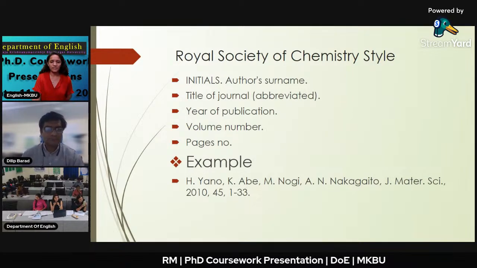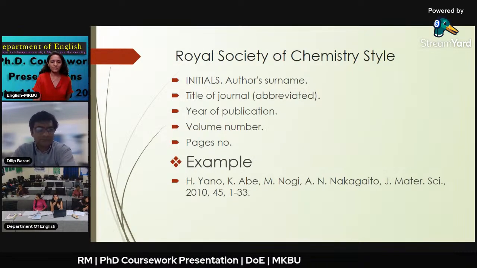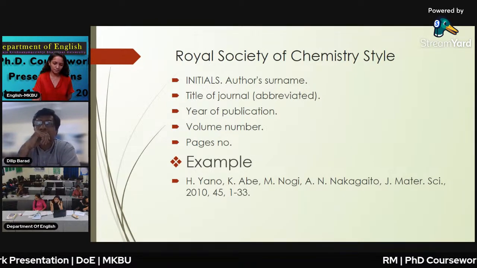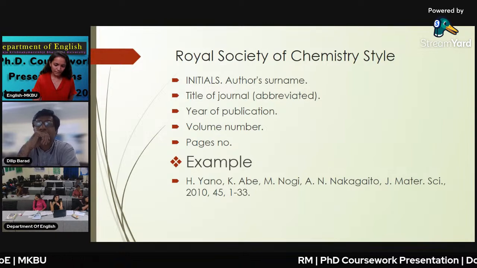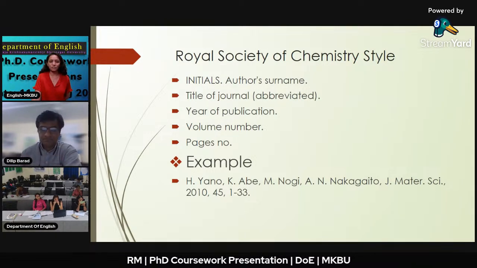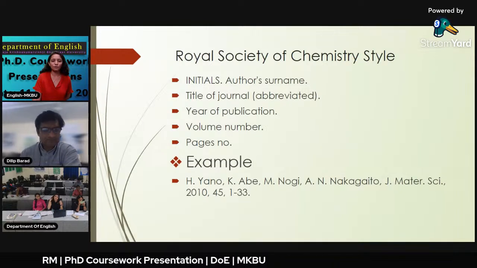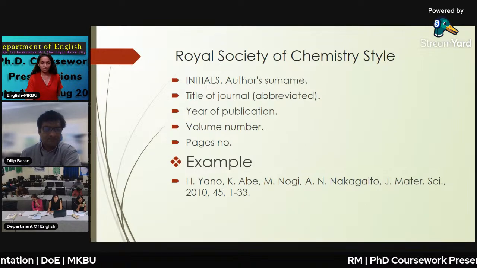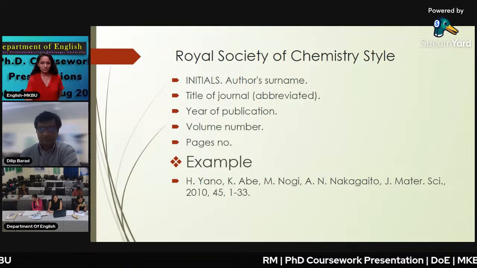Last is the Royal Society of Chemistry style. In Royal Society of Chemistry style, we use initial, author's surname, title of journal, year of publication, volume number, and last is page number. You can see the example of Royal Society of Chemistry style.